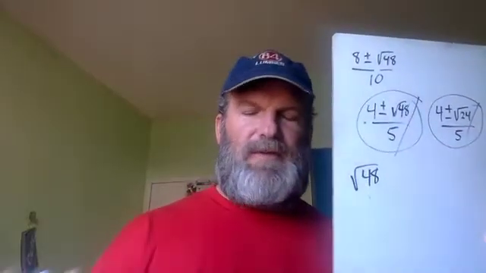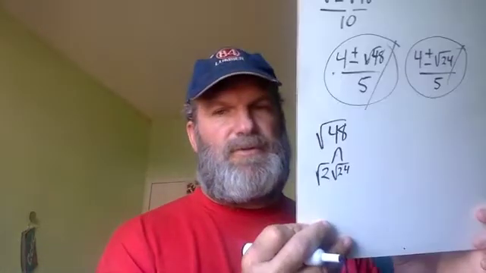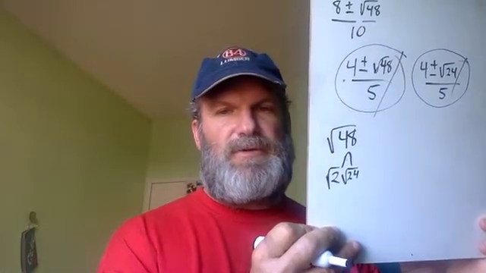What are all the prime numbers that multiply to give 48? Well, 2 and 24 multiply to give 48. But in this case, they're square roots. So the square root of 2 times the square root of 24.